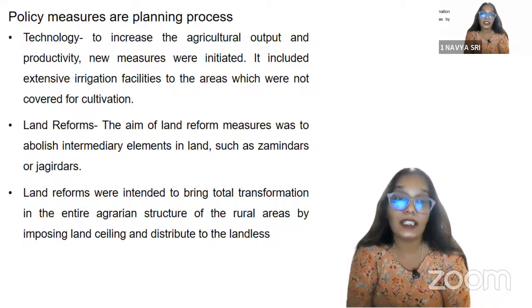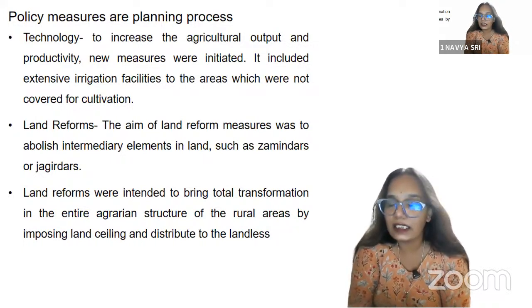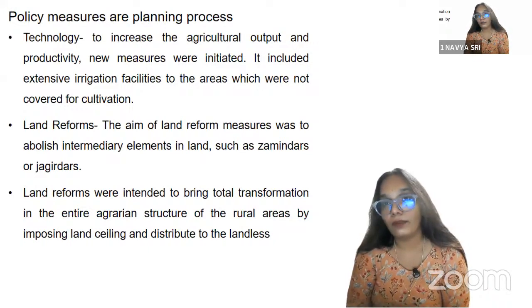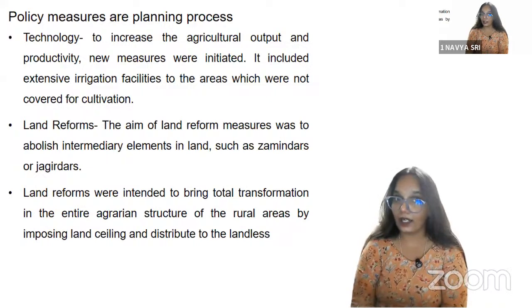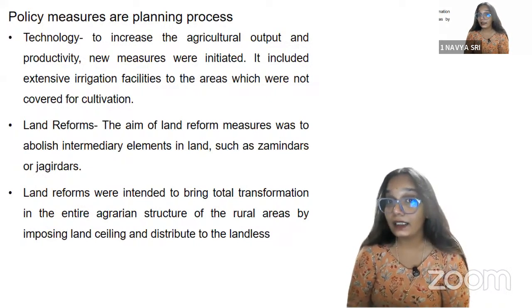Special attention was given to those places or areas where irrigation facilities are not up to the mark, where they thought that if irrigation facilities were targeted properly, they could increase the required yield.